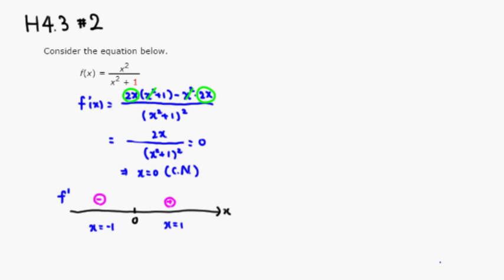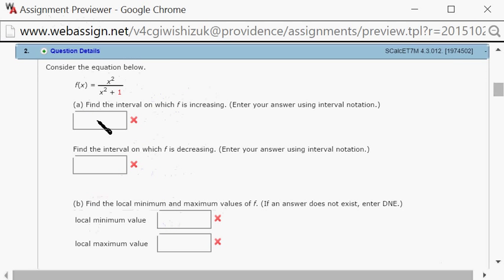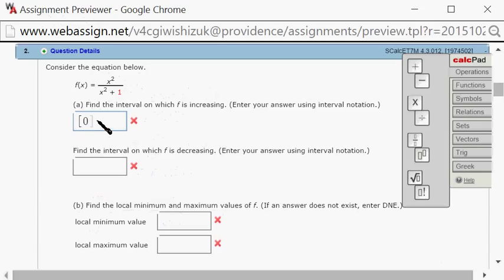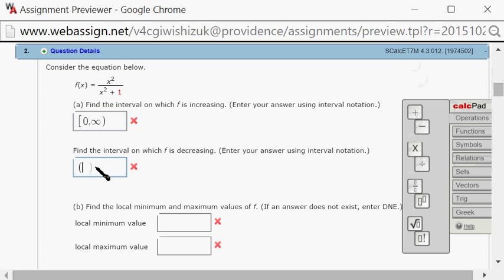Which means that it's decreasing before 0, increasing after 0. So I'll plug it in. Interval of increase would be from 0 to infinity. Before that it's decreasing, so it's negative infinity to 0.